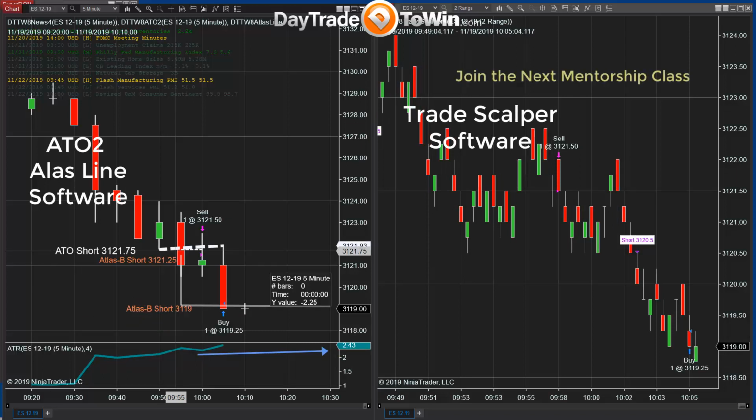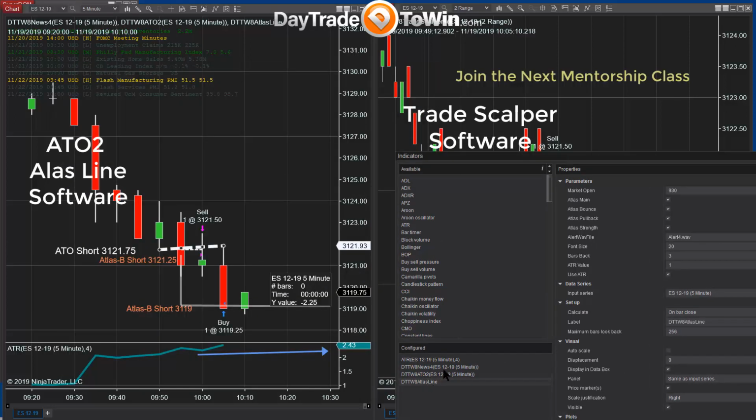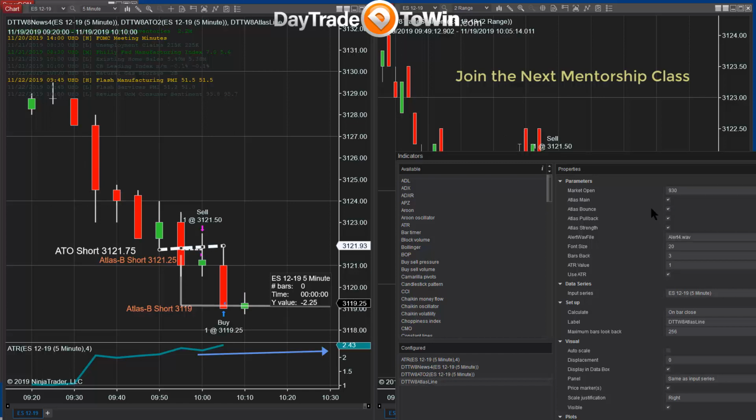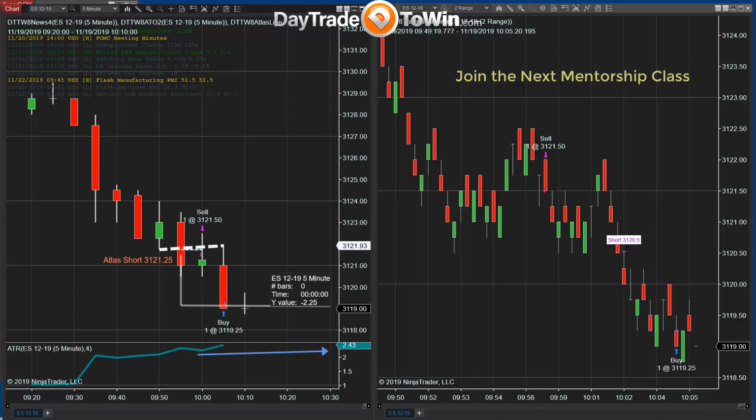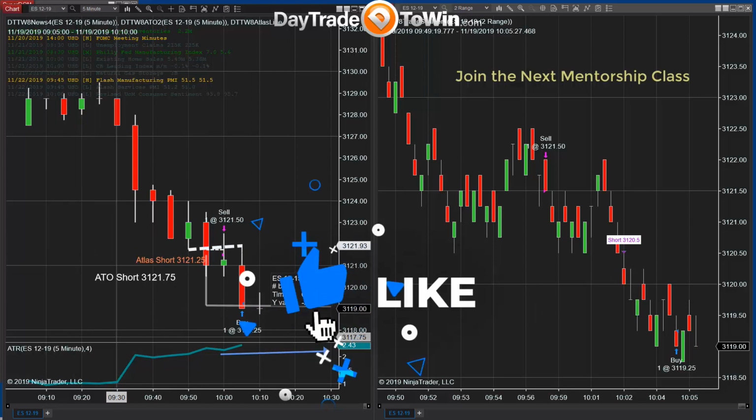All right. So you can see there either the trade scalper or the ATO or the Atlas line. Everything was short this morning. And all of these trades worked. They were successful. But remember, it's not always going to be this way. You have to also account there could be losses in the market, and that's why you should educate yourself before you start trading. Talk to your broker, understand what you're doing, ask questions, email us.